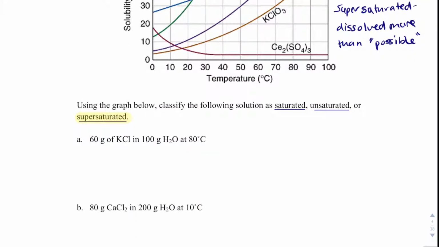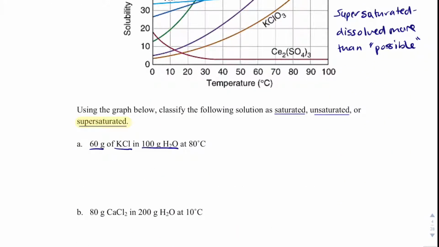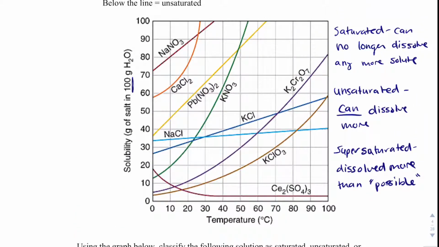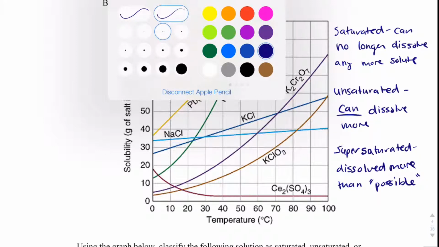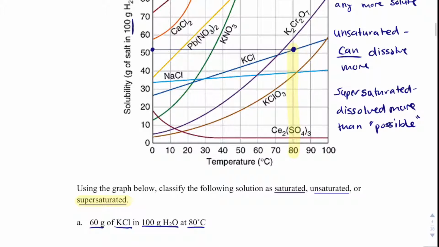So what we have in A is 60 grams of potassium chloride and 100 grams of water, which is nice because it matches our y-axis, so we don't have to do any multiplying. And we're at 80 degrees Celsius, so I have to find potassium chloride. I'll highlight: we're at 80 degrees Celsius, and we've got 60 grams of potassium chloride. So here's potassium chloride. Let me bring it over here.